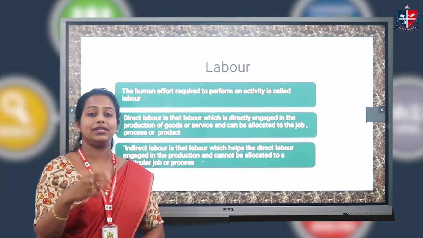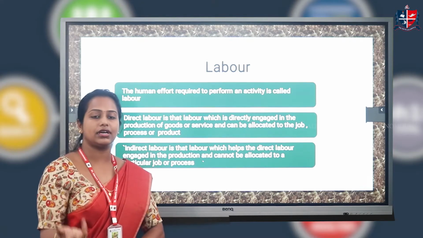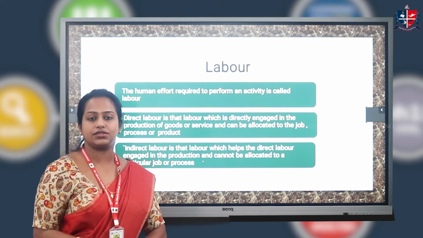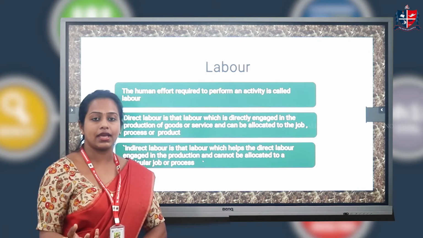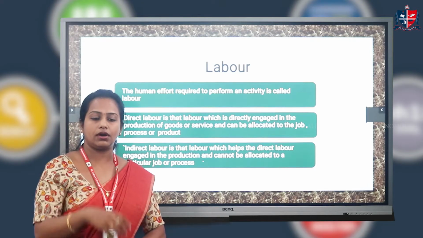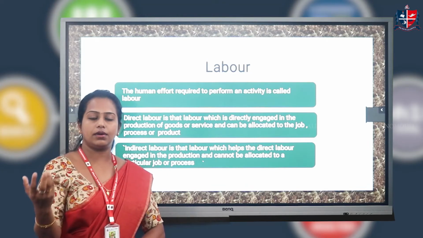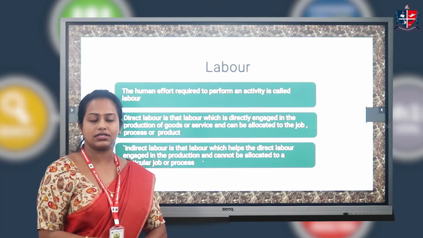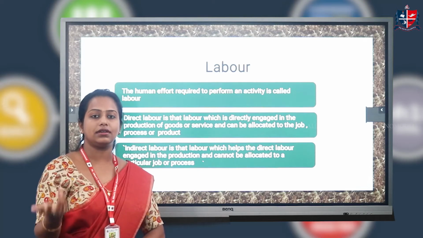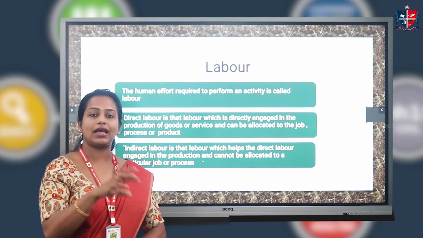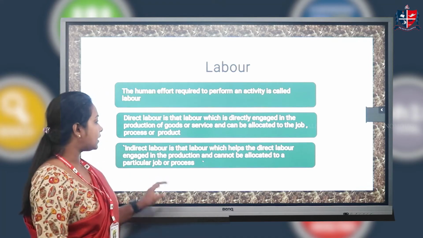For example, the laborers who are directly involved in construction. In a construction site, we can find the construction workers, and they are continuously engaged in the working process of that particular activity. Or if workers are engaged in a factory in production, we can call those workers direct labor, because they are directly associated with the production of that particular product.